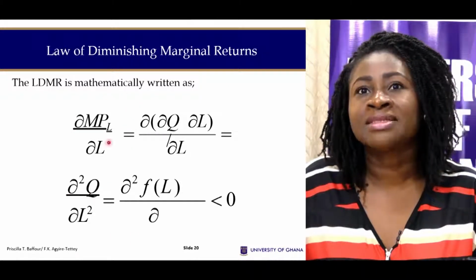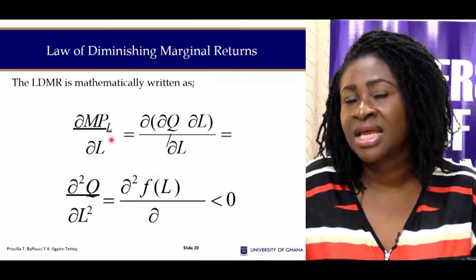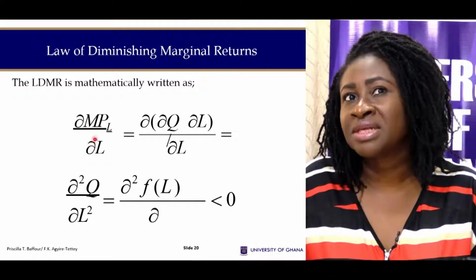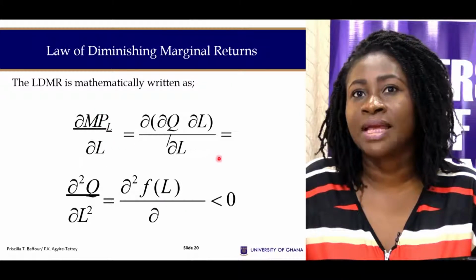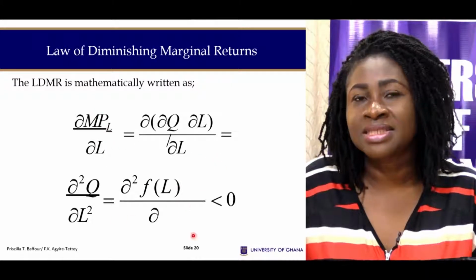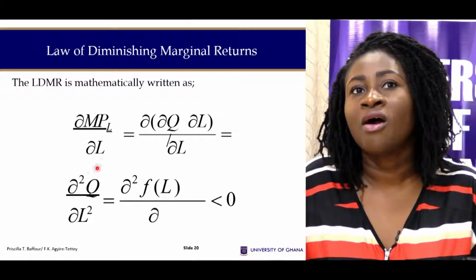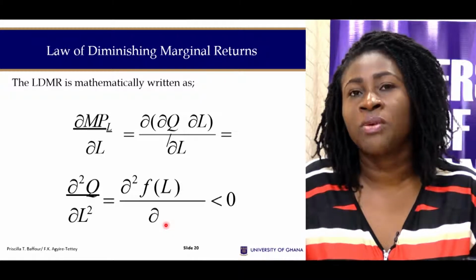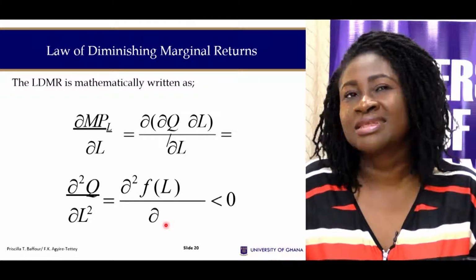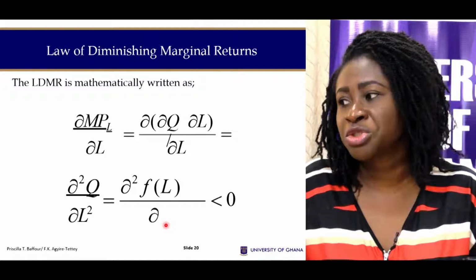So in terms of looking at the mathematical derivation of the law of diminishing returns, we find the partial derivative of the marginal product of labor with respect to labor, right? And we establish that it is less than 0. That is the second order derivative of the marginal product of labor curve. So basically, that is about it for our introduction to production in the short run.